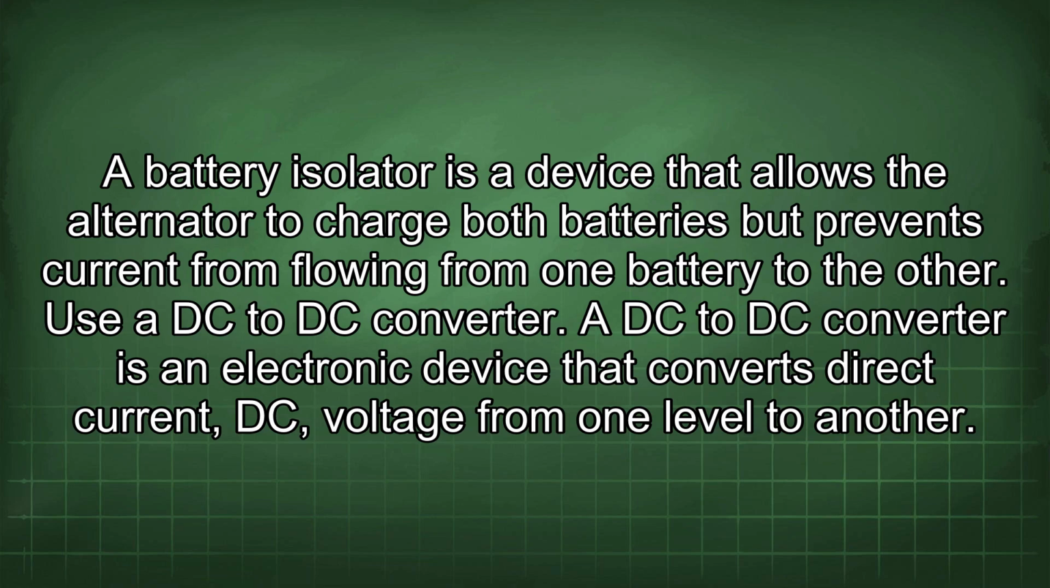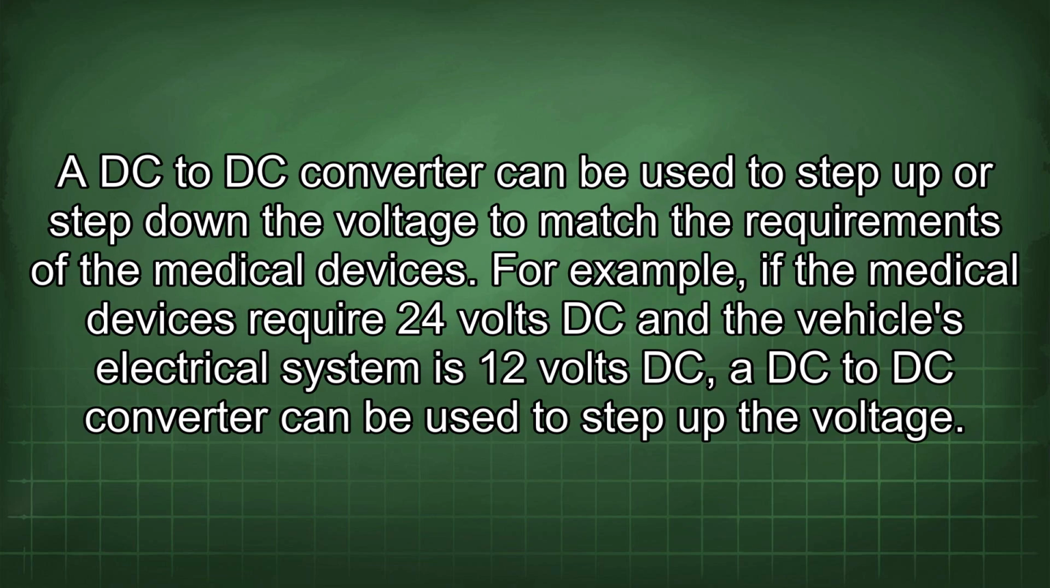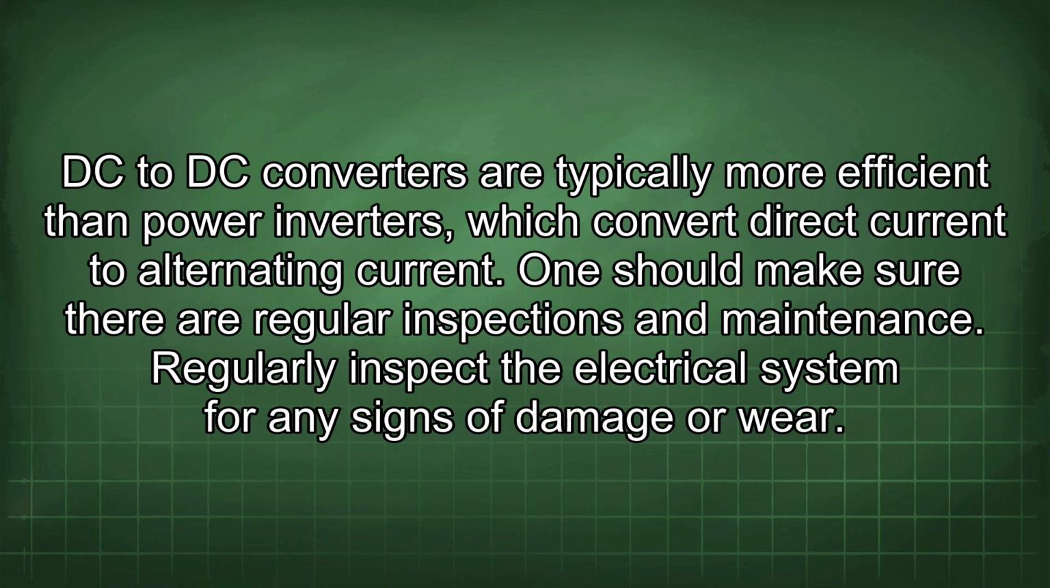Use a DC to DC converter. A DC to DC converter is an electronic device that converts direct current (DC) voltage from one level to another. A DC to DC converter can be used to step up or step down the voltage to match the requirements of the medical devices. For example, if the medical devices require 24 volts DC and the vehicle's electrical system is 12 volts DC, a DC to DC converter can be used to step up the voltage. DC to DC converters are typically more efficient than power inverters, which convert direct current to alternating current.